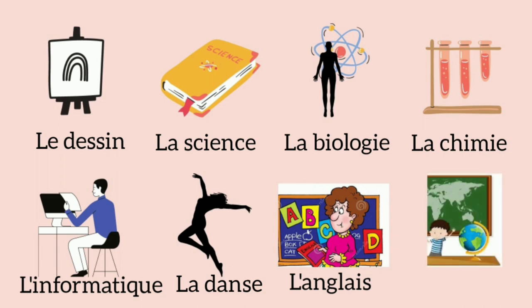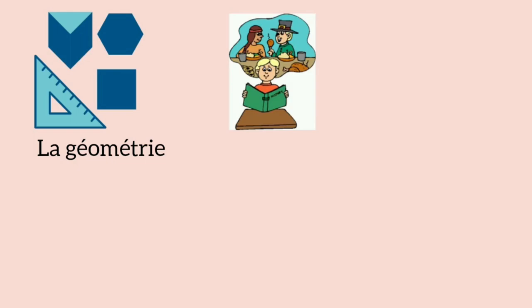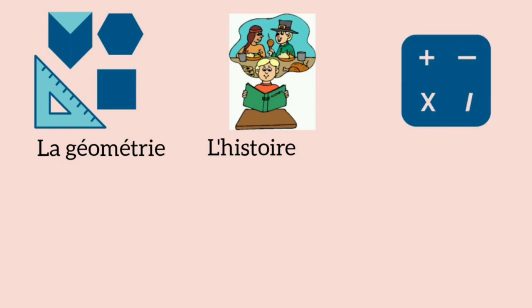Geography, so geography will be la géographie. Then geometry, okay, the geometry that we study will be la géométrie. If you are talking about history, so it will be l'histoire. Okay, then mathematics. So mathematics will be les mathématiques. So it will be plural.